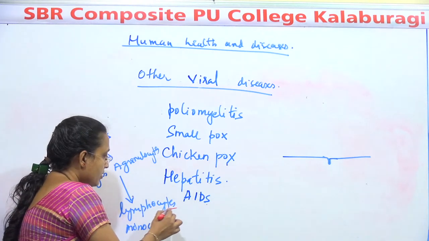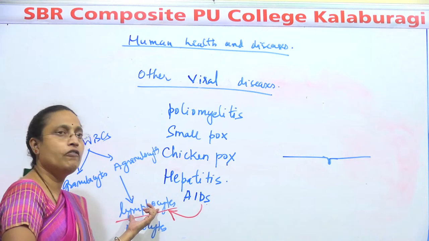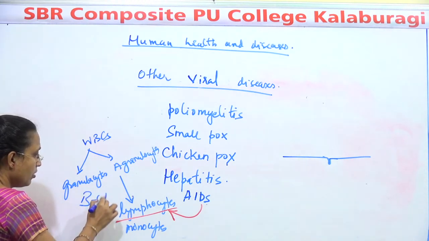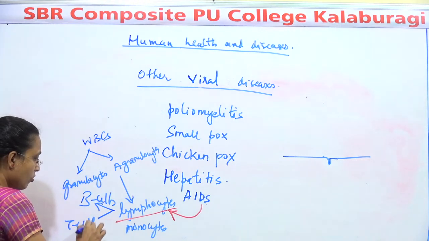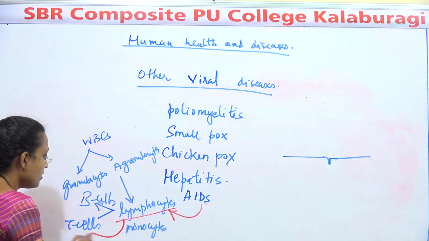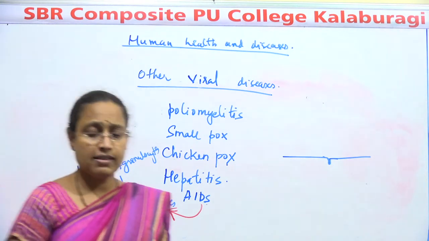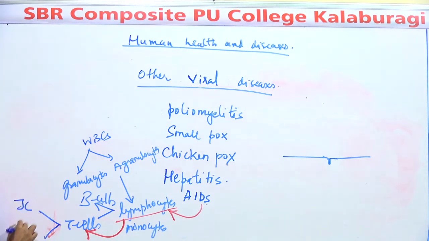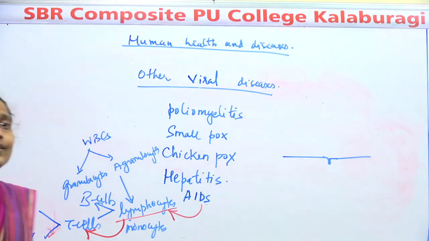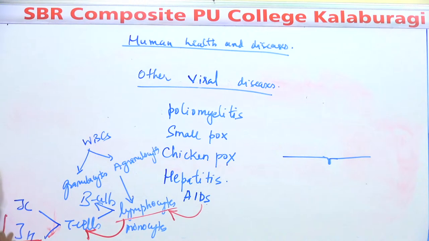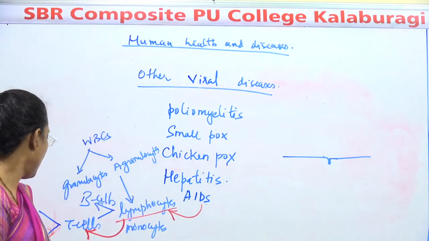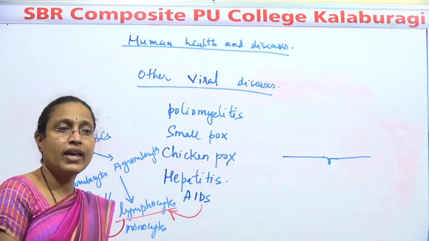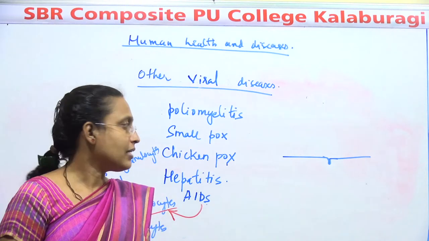So, in AIDS, what happens? The virus will reduce the number of lymphocytes. Which lymphocytes? There are two: B lymphocytes, also called B cells, and T lymphocytes, also called T cells. The AIDS virus will reduce T cells. T cells are of two types, TH cells and TC cells. It is going to reduce the TH cells. When TH cells decrease, the immune system of a person becomes weak, and he welcomes all types of pathogens to attack him. That's what occurs in AIDS.